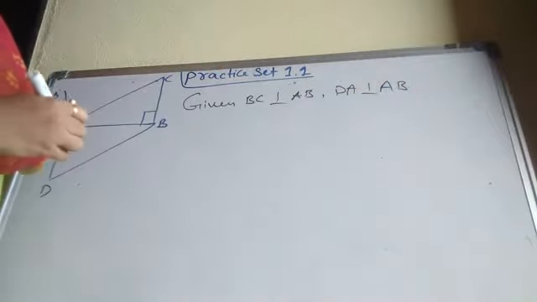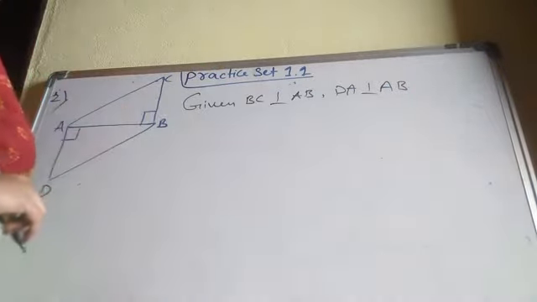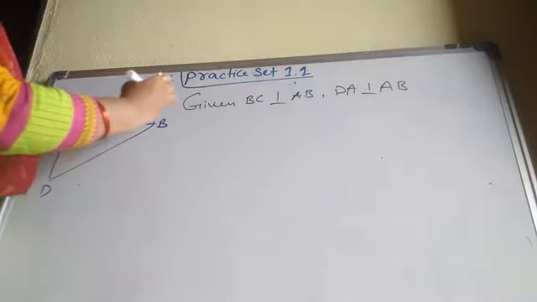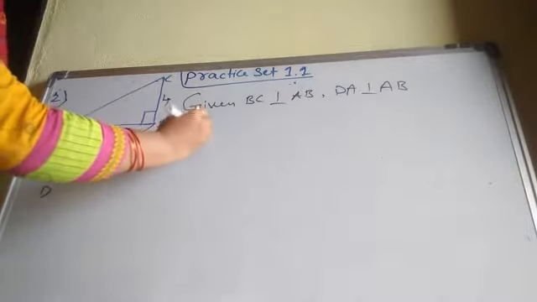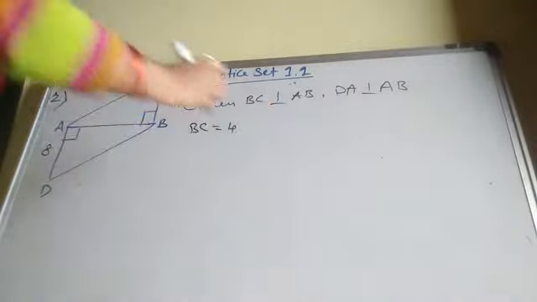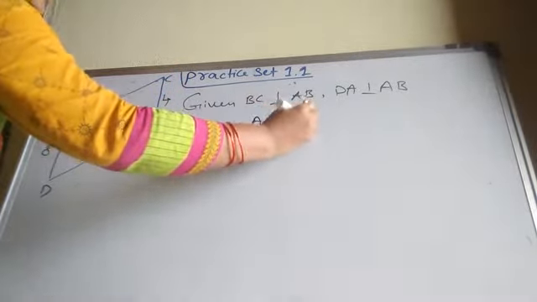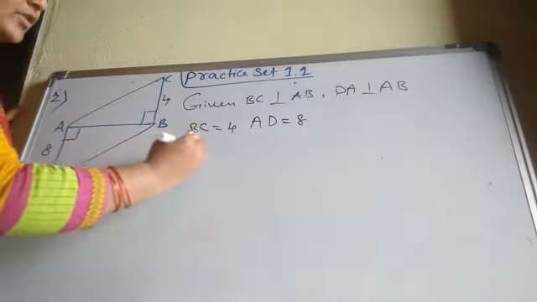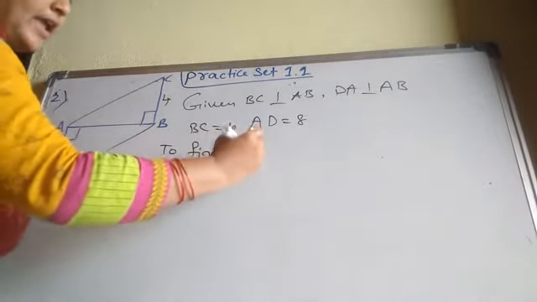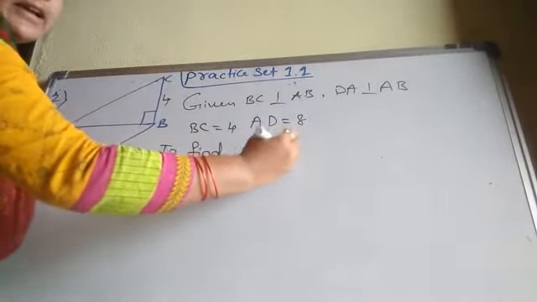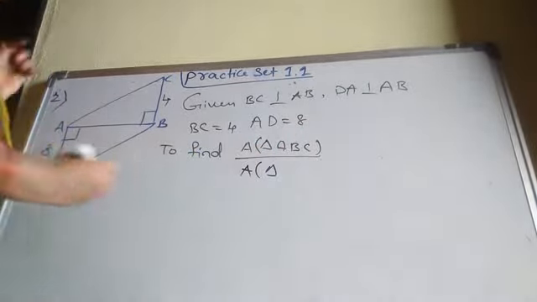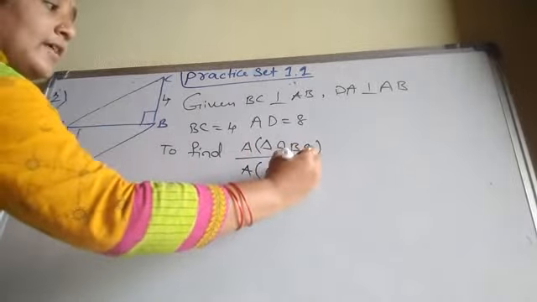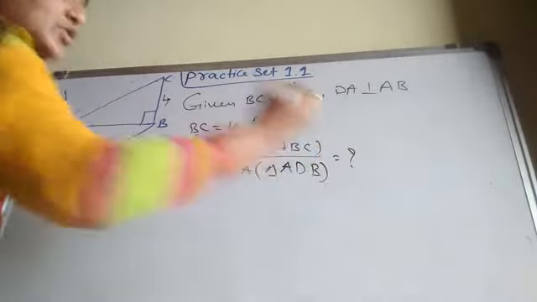You can write AD also. And he has still given the values. BC equal to 4. AD equal to 8. Okay? BC equal to 4, AD equal to 8. And to find: area of triangle ABC upon area of triangle ADB equal to question mark.